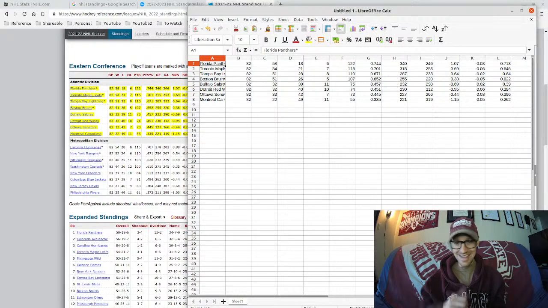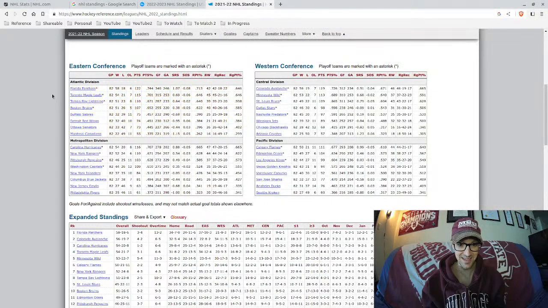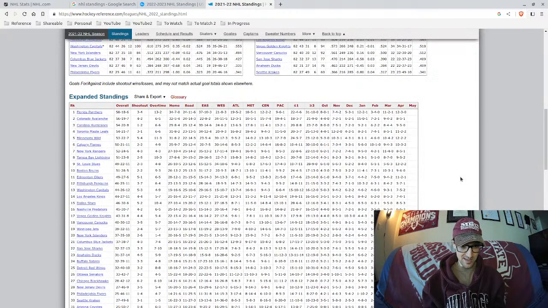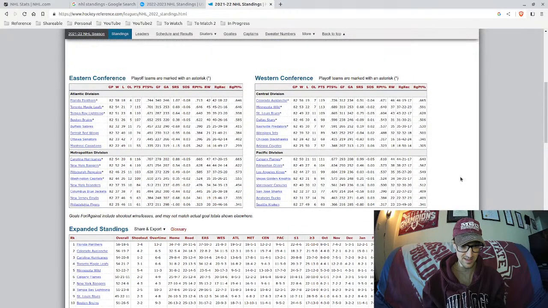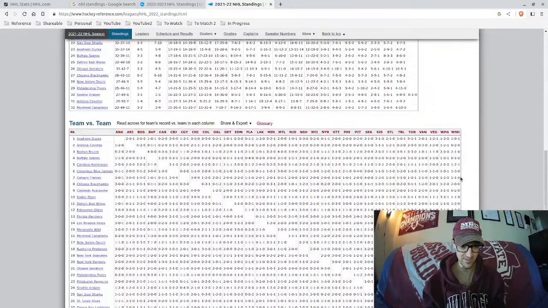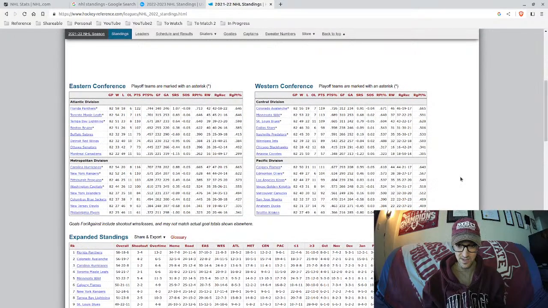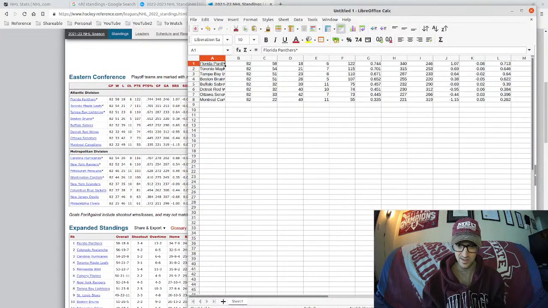Oh, excellent. See, this is what I mean. Sometimes it takes a bit of time, but this will make it way, way quicker. So it has goals for, against. I can do differential easy. Expanded standings doesn't have playoff teams. So, oh, and it did. Okay, good. So we are set.